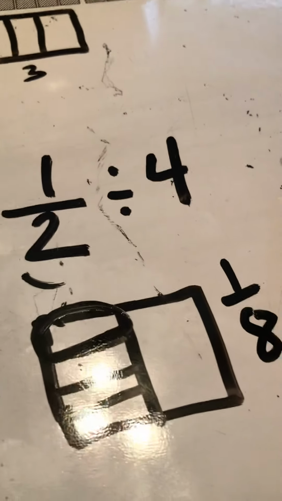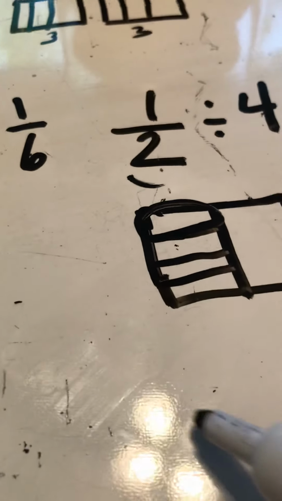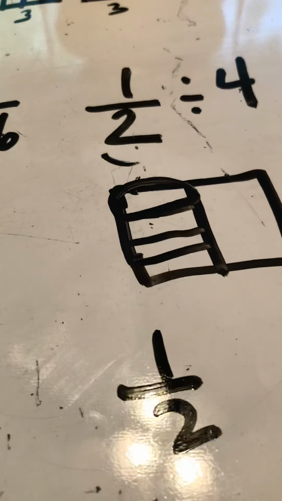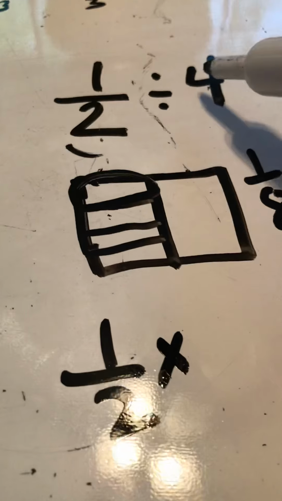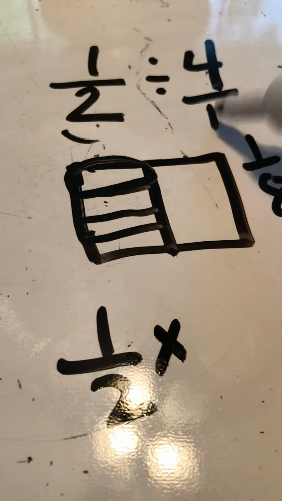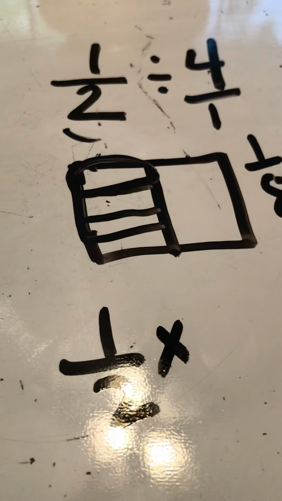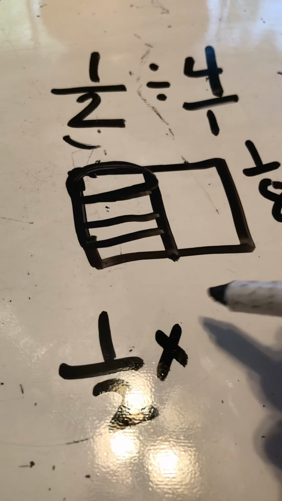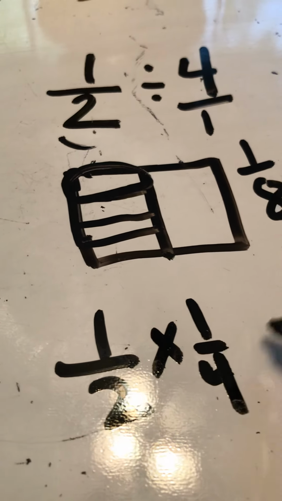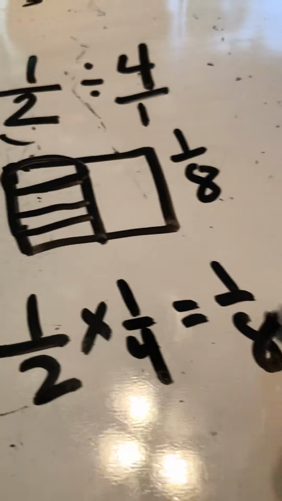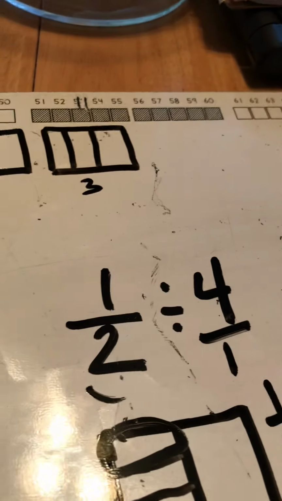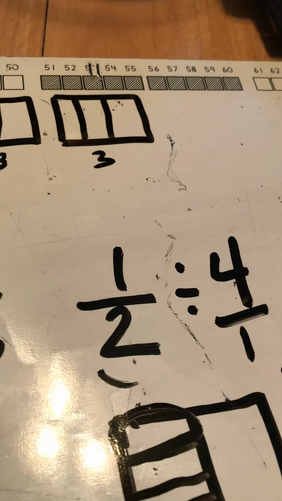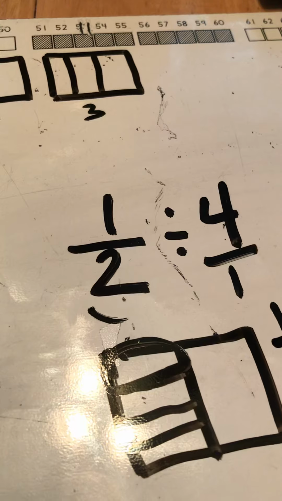But now let's do it with the reciprocal. So the 1/2 comes down just fine. The division sign becomes a multiplication sign. The 4, which we had to put 4 over 1, we're going to flip that to 1 over 4. And what do we get? We get 1/8. So you have 2 different ways to solve these problems. I really would like to see you draw them out, right? So that way you can really get some practice in.